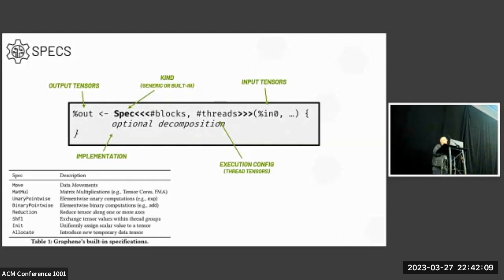Allocation is special in that, for a group of threads, you can actually allocate new memory or bring into scope new memory that is shared by the whole collection of threads. That is something new in Graphene, which does not exist in other languages or IRs.